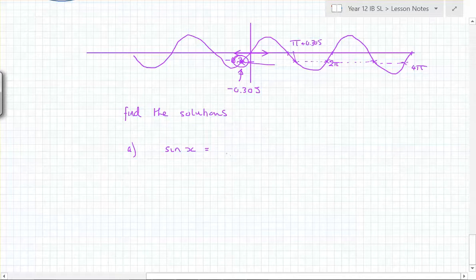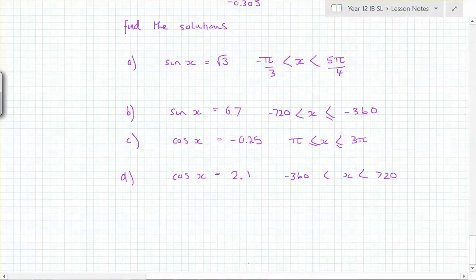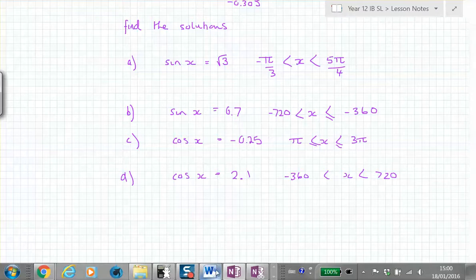So let's have sine of x equals root 3, with x being between 5 pi over 4 and minus pi over 3. Okay, so there's a few questions for you. Think carefully. Write down all possible solutions with those given domains.